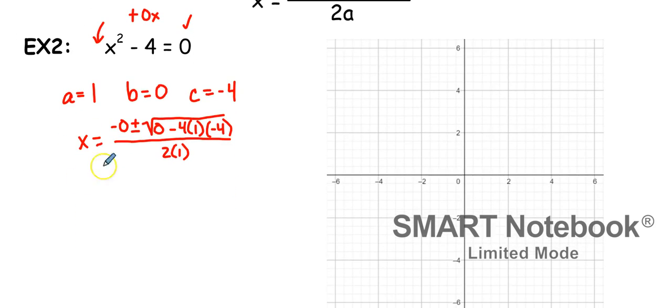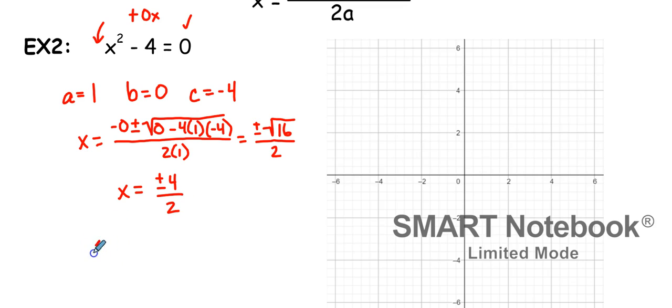Go through and simplify. When you simplify, we're going to work in the square root first. So negative 0, we don't need to write that. Keep that plus or minus in there. Plus or minus the square root of 4 times 1 times 4 is 16. Notice there's a negative 4 and a negative 4, so it's actually positive 16. So it's plus or minus the square root of 16 over 2. Simplify a little bit further. We know the square root of 16 is 4. So it's plus or minus 4 over 2.